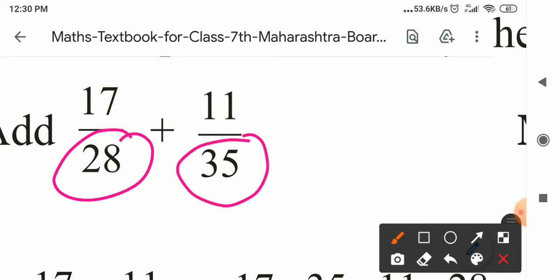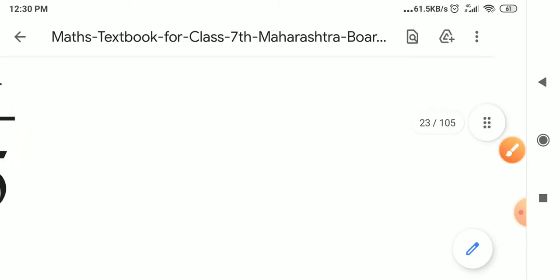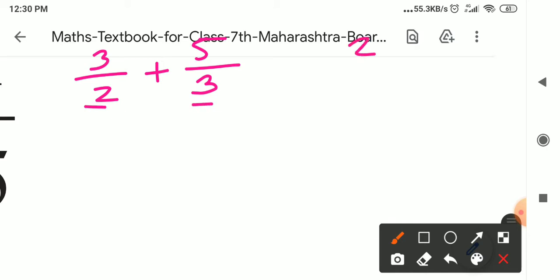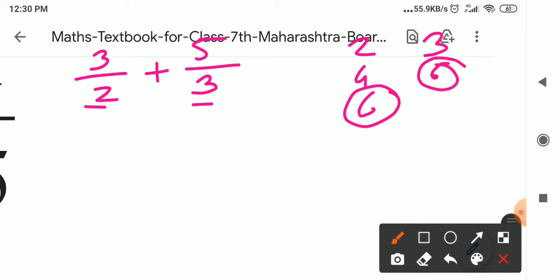For better understanding, since these numbers are a little bit bigger, I will take smaller numbers and explain in short how to find the LCM. Suppose I write here 3 upon 2 plus 5 upon 3. Here, 2 and 3: what I taught you, in the tables of 2 and 3, the first common number is the LCM. So we are converting these denominators into 6. 2 we have to convert into 6, and 3 also into 6.